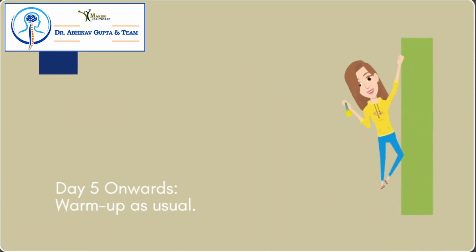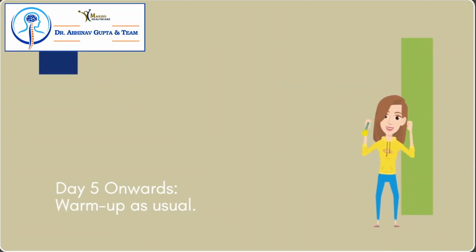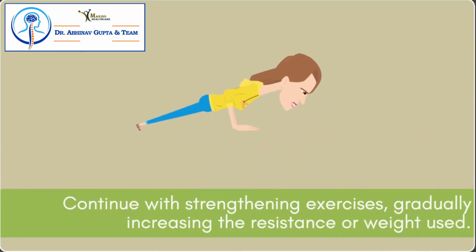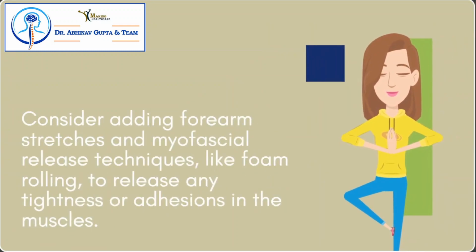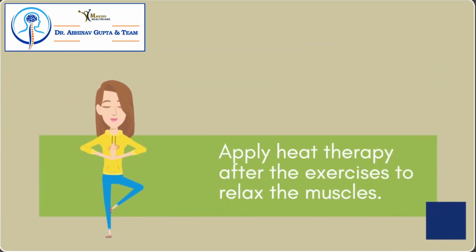Day 5 onwards. Warm up as usual. Continue with strengthening exercises, gradually increasing the resistance or weight used. Consider adding forearm stretches and myofascial release techniques, like foam rolling, to release any tightness or adhesions in the muscles. Apply heat therapy after the exercises to relax the muscles.